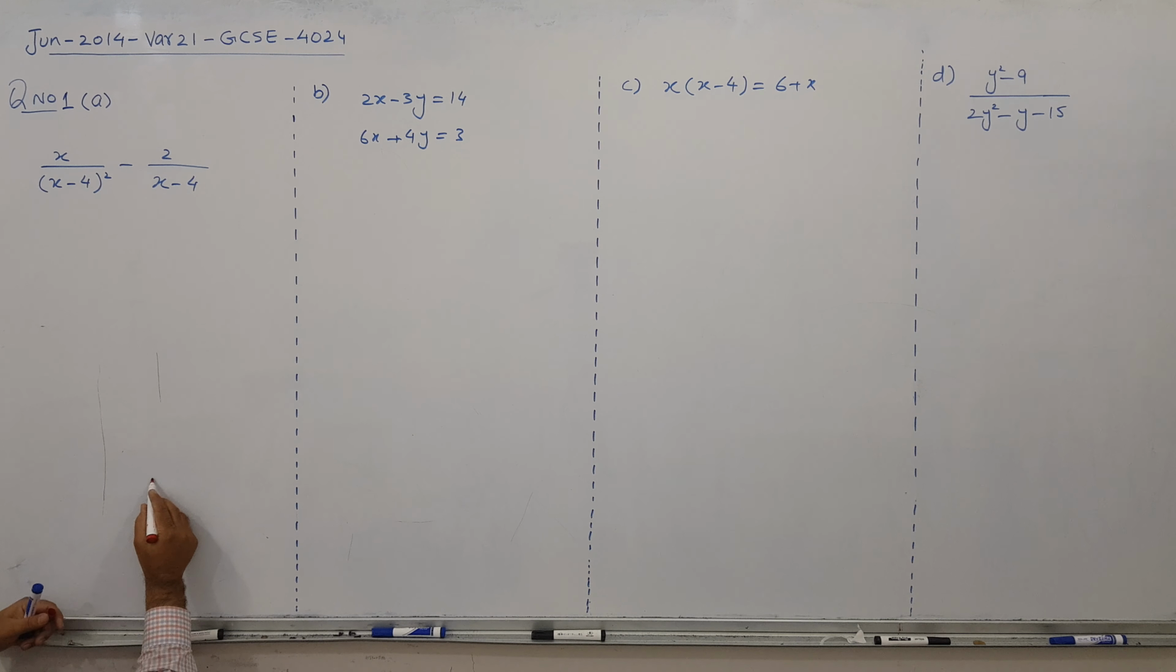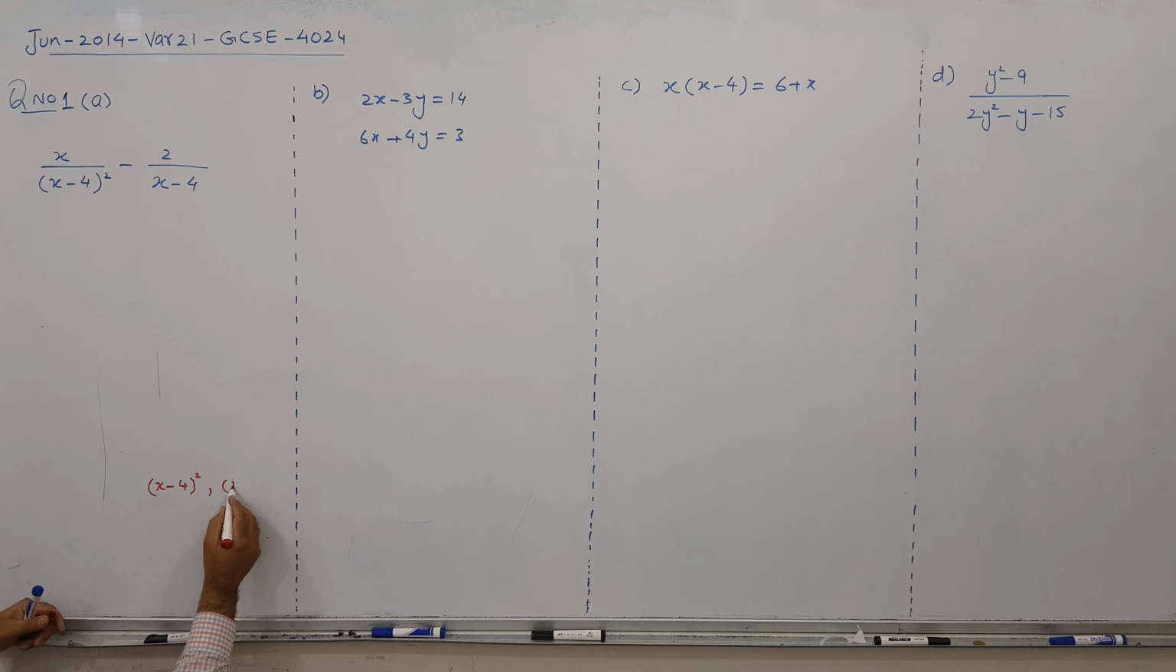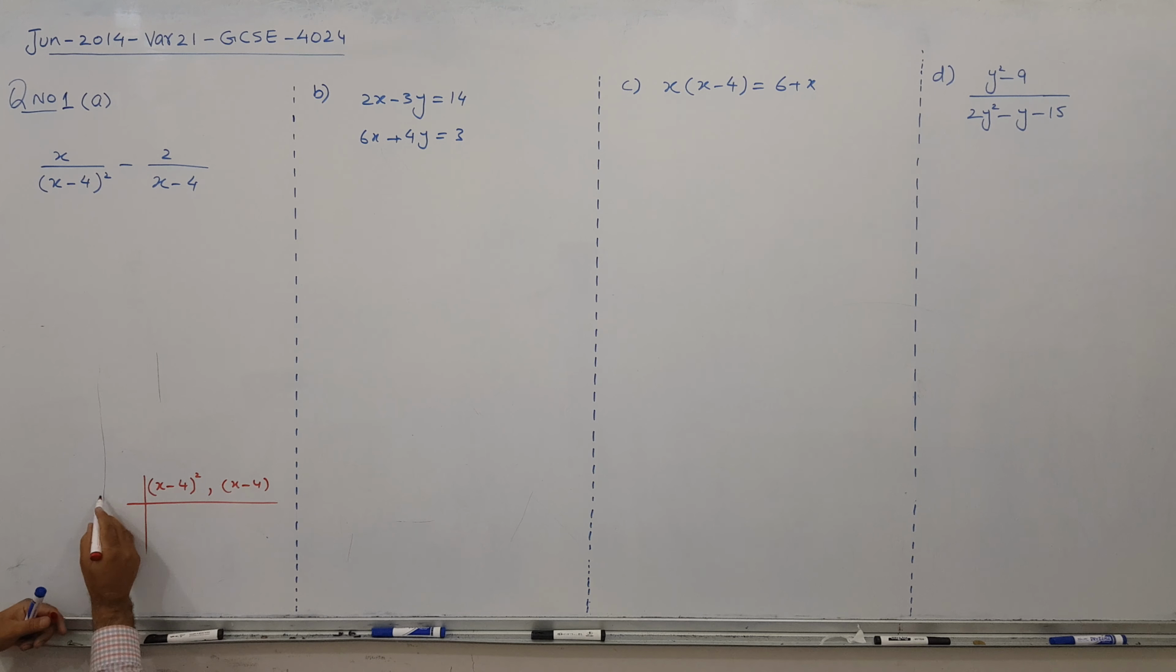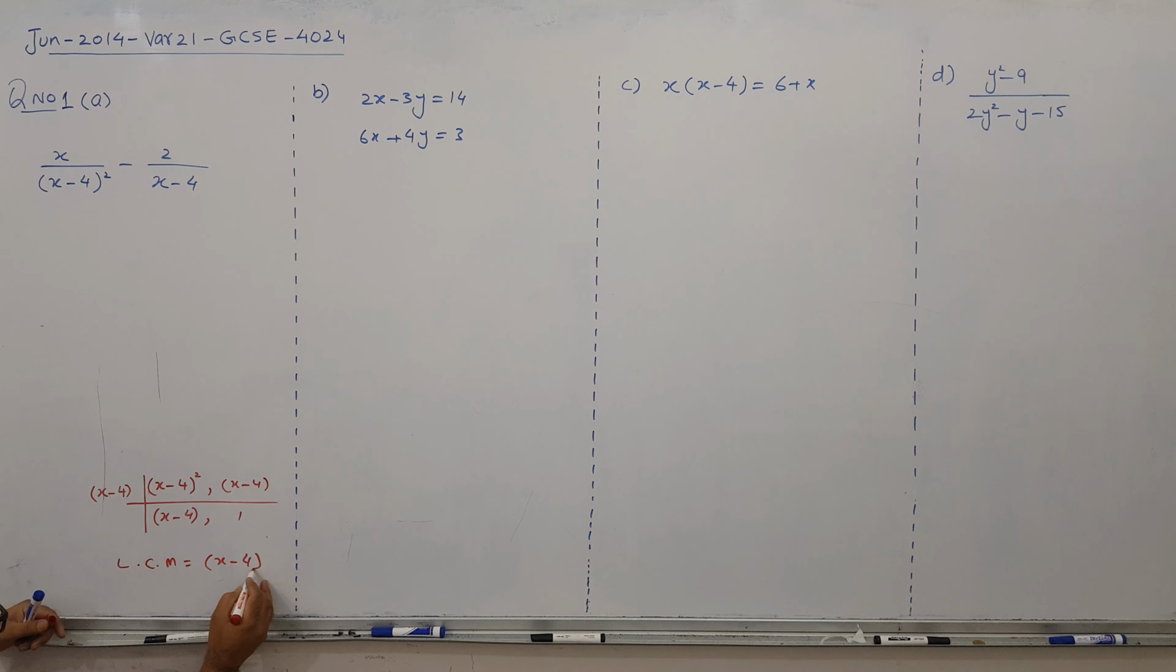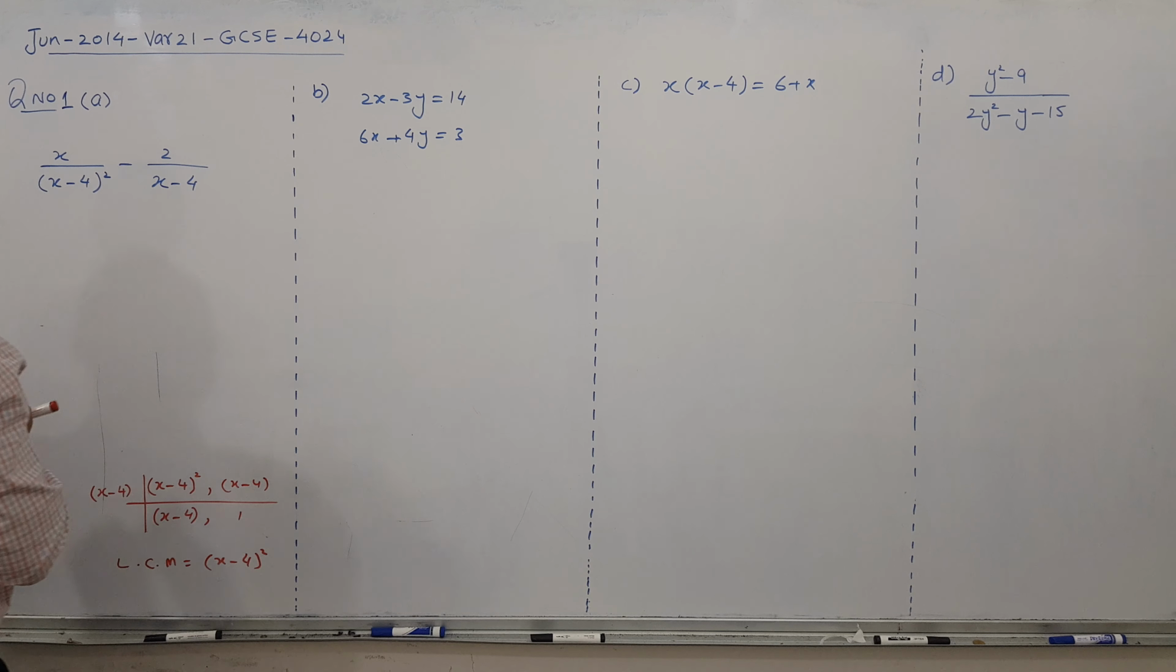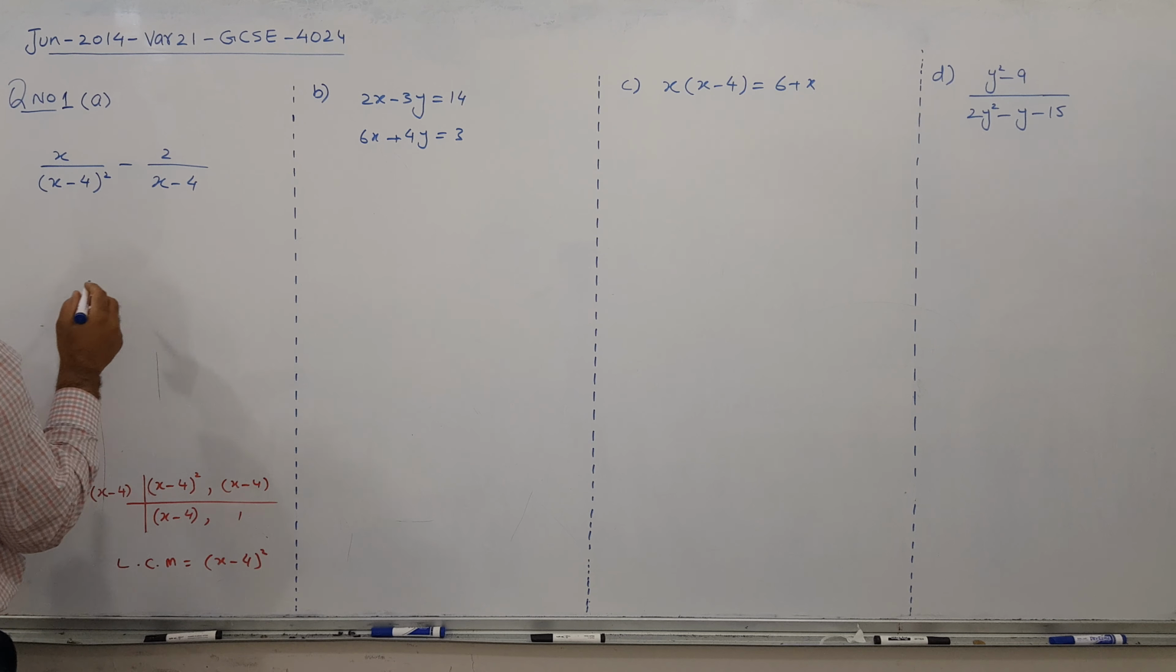How to find the LCM? x minus 4 whole square, comma, x minus 4. From both values, what is common? x minus 4 is common. Out of the two values, one is gone and one is left, and this one is left. So when nothing is left over, I can't take anything common anymore. So this into this into this is the LCM. So the LCM is actually this.